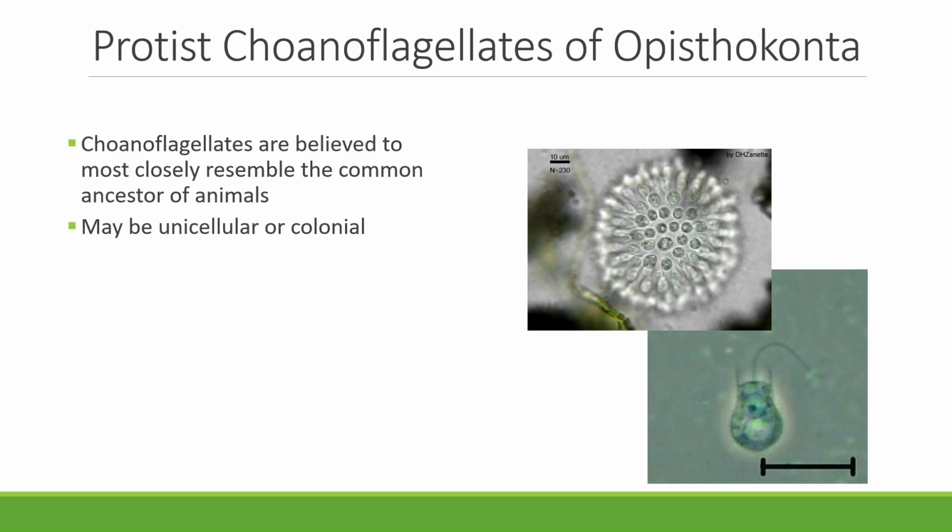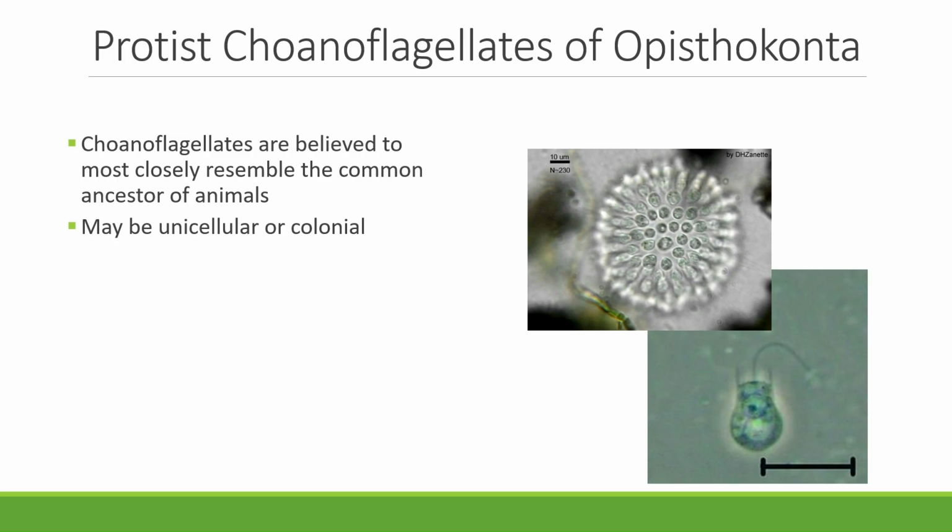flagellate. Sorry, choanoflagellates are single-celled or colonial protists, meaning they live in groups together, but not as a multicellular single organism. And they are believed to most closely resemble the common ancestor of animals. Each choanoflagellate cell has a flagellum surrounded by a collar of microvilli. It's kind of hard to see in this image here because microvilli are so small, but it's these little prongs that stick up at the edge of this collar here.